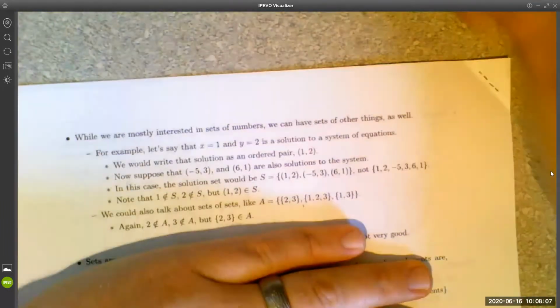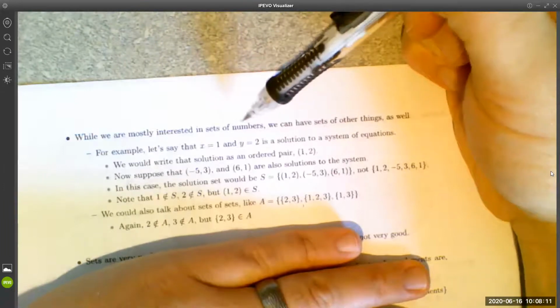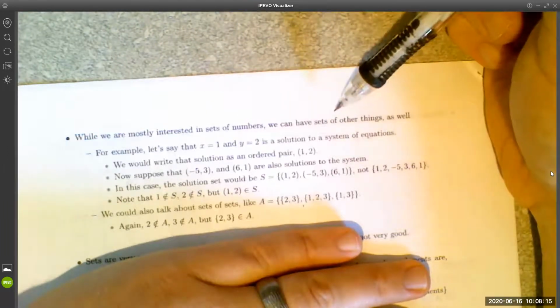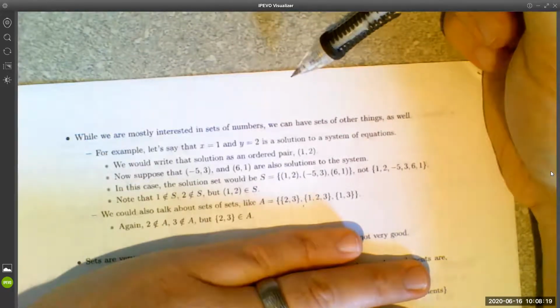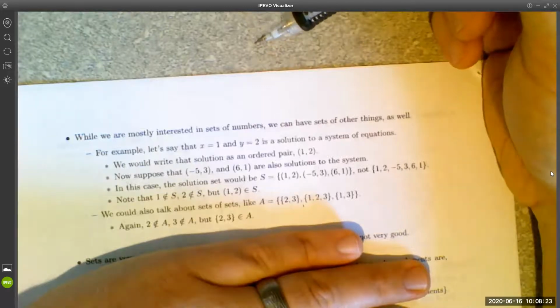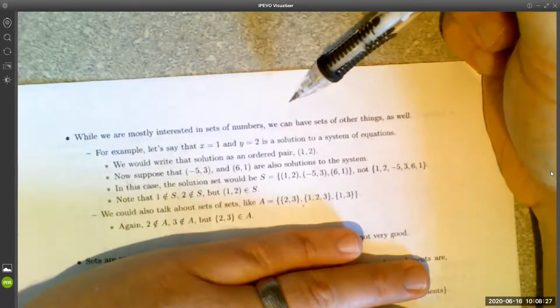Okay, for the most part, we're going to talk about sets of numbers, but we could have sets of other things. As we saw on the first page, I think the first example I gave you was the shoes in your closet form a set. I gave you another example where you had the primary colors. We talked about the set of primary colors. So you could have sets of things that are not numbers.